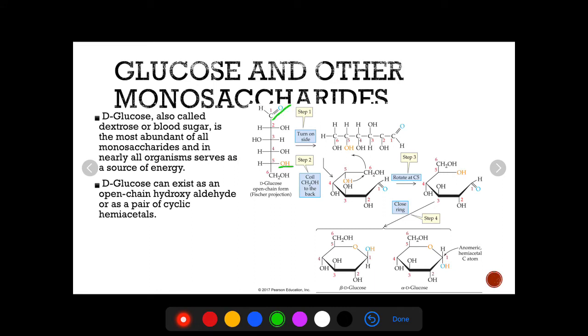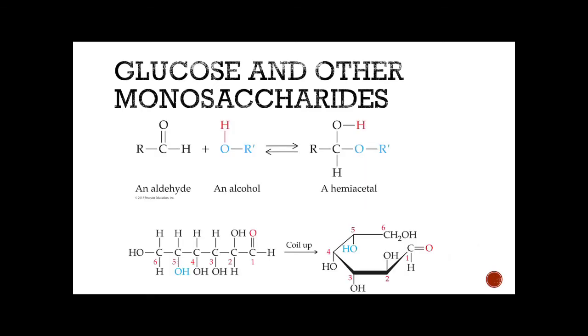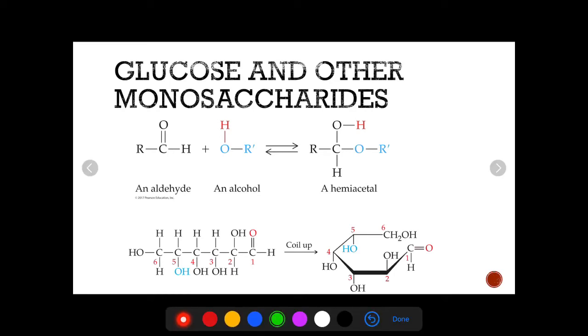Because remember, aldehyde plus an alcohol gives us a hemiacetal. So the hemiacetal has the OH group and the OR group. So we're going to form that with the monosaccharide.